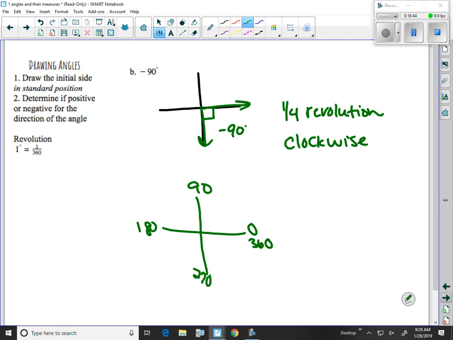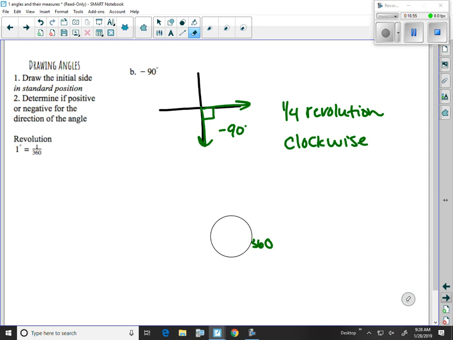And we'll use this too when we use the unit circle a little bit more, because if you look at your unit circle, you guys may still have it. If you don't, that's okay. But you start at 0, go all the way back around to 360. So it's kind of based on the unit circle. And we're going to do a lab on that on Friday.